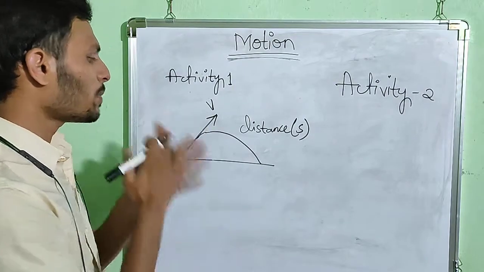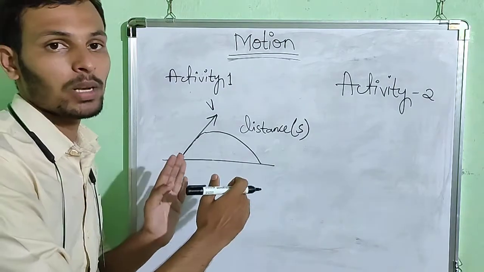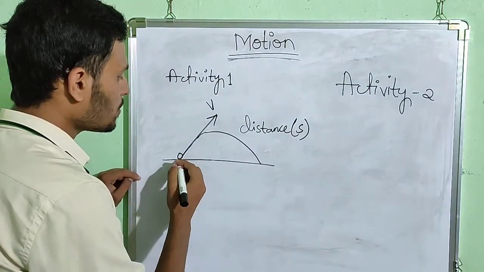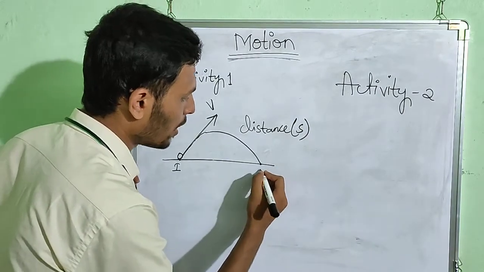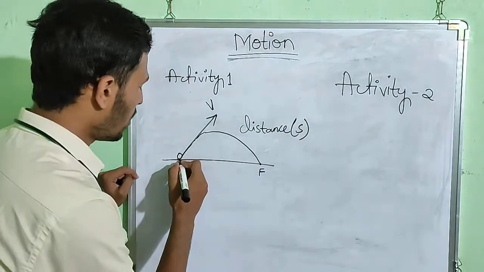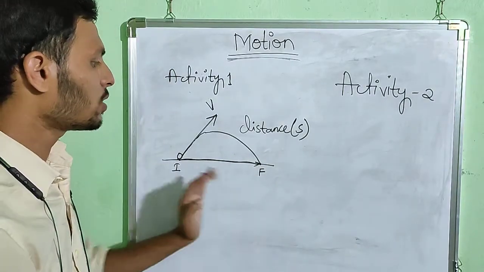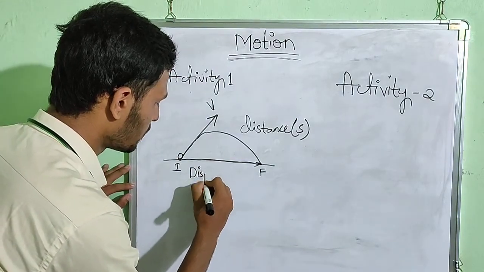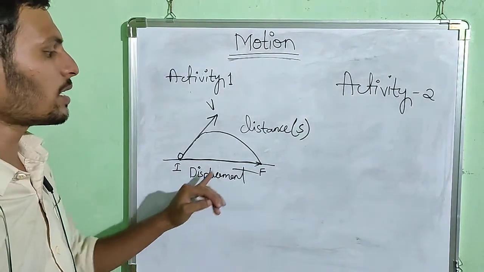Now what is displacement in this diagram? The shortest distance between the initial point and final point is the definition of displacement. This is my initial point, which I mark as I, and this is my final point where the ball falls. The shortest distance between them, from here to here, is known as displacement.